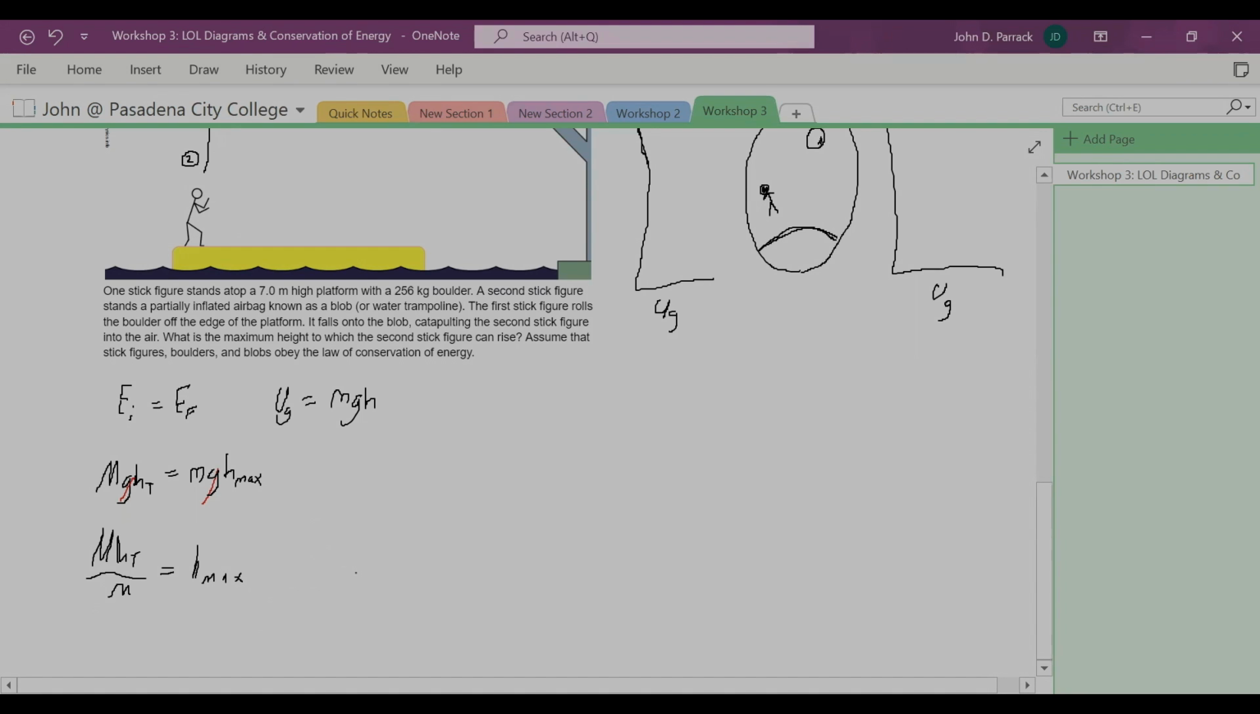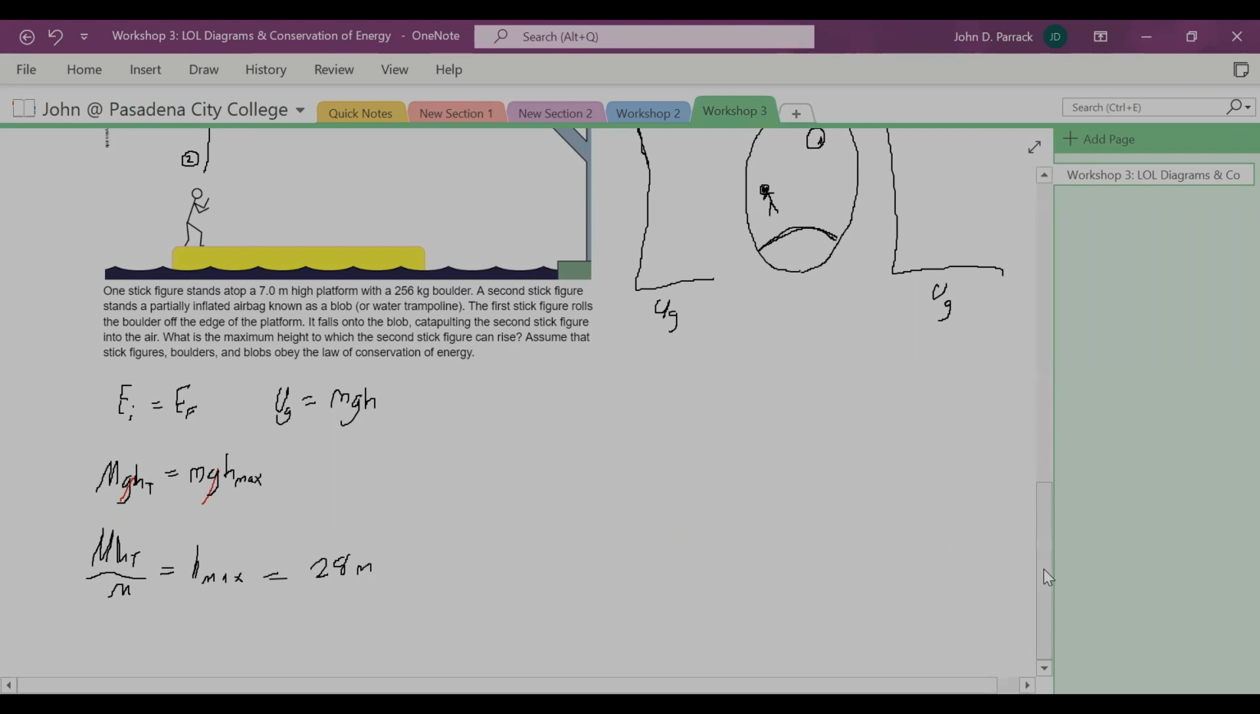So it was 256 kilograms for the boulder, and we multiply that by the 7 meters that we were off the ground. We divide that by 64 kilograms for the person, and we get a maximum launch height of 28 meters. 28 meters, which is really substantial, super substantial.